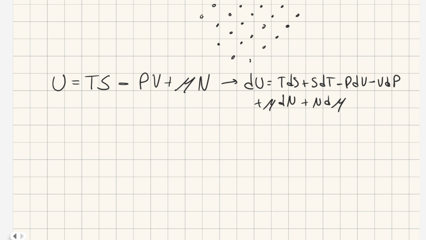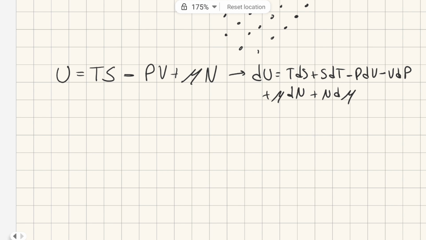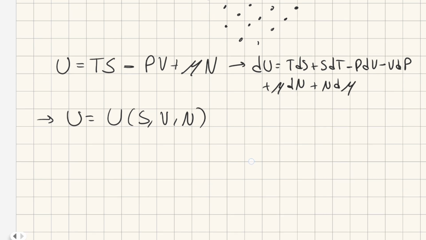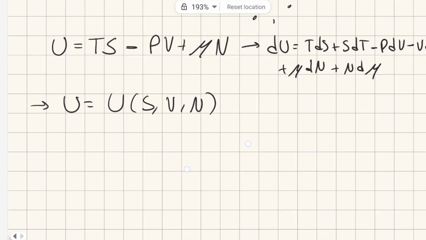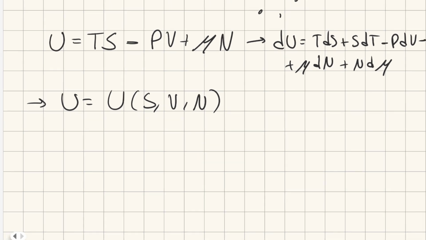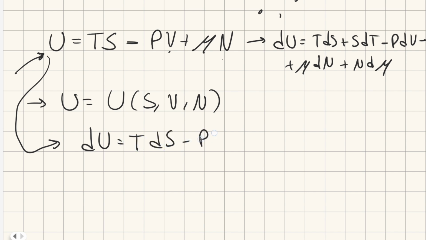Okay, but we often consider that the natural variables of the internal energy are just 3, that are the entropy, the volume, and the particle number, right? So if we calculate the differential form of this internal energy, taking into consideration that it only depends on 3 variables that are S, V, and N, we can establish that dU is going to be T dS minus P dV plus mu dN.